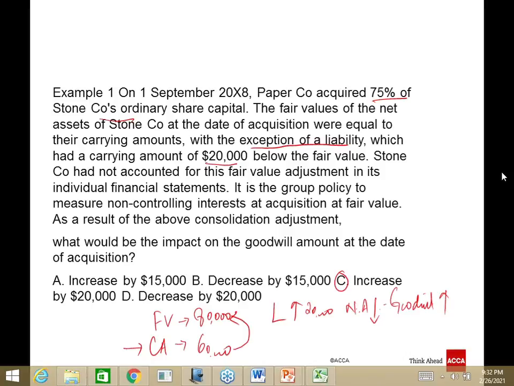If we say the profit to the parent, then we will write 15,000. I didn't get you. And say 5,000. This is a fair valuation adjustment for liability.